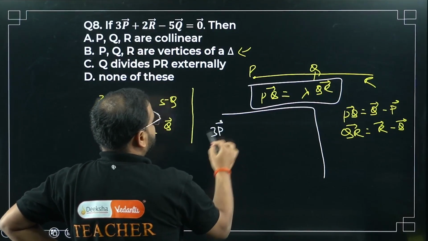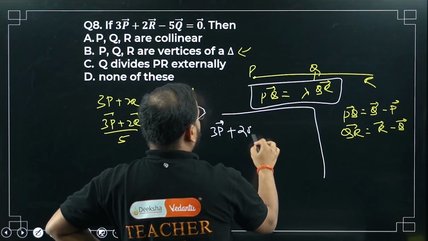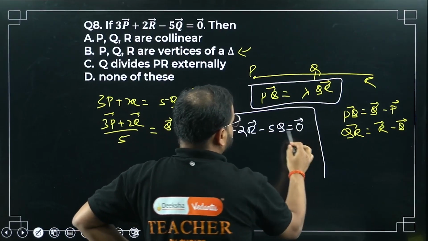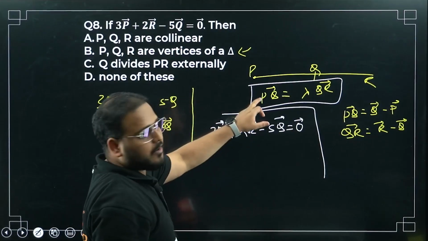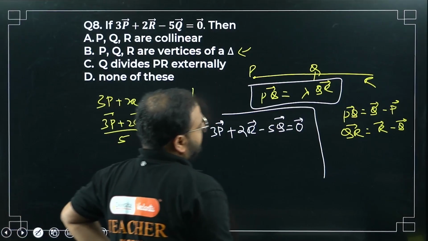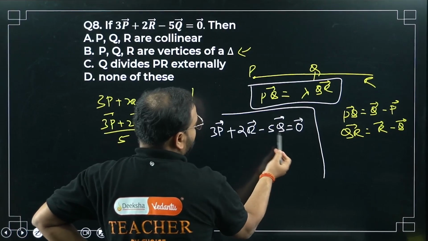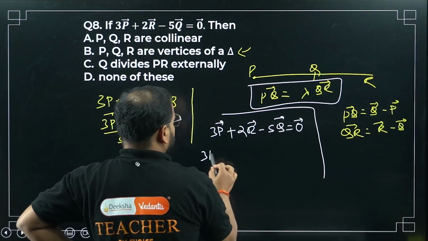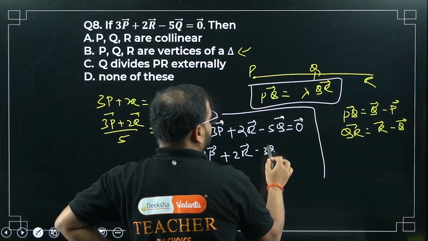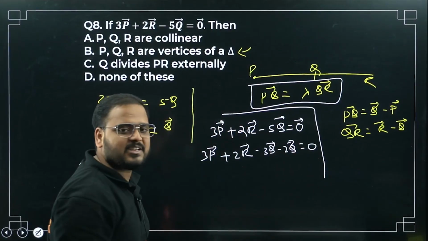So 3P vector plus 2R vector minus 5Q vector equals 0. Okay, if I get it in this form, it means collinear. If not, then it will be a triangle. Chaliye, let's have a look. So if I divide this 5Q into 3 and 2, I'll get what? 3P vector plus 2R vector minus 3Q vector minus 2Q vector equals 0, writing minus 5 as minus 3 minus 2.